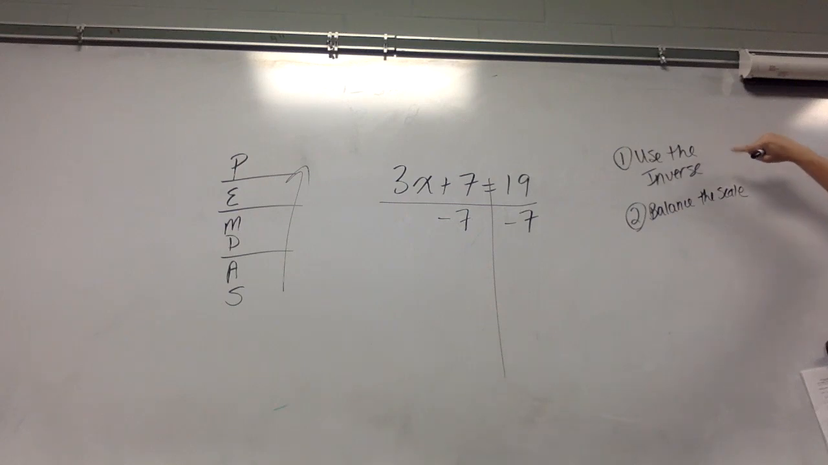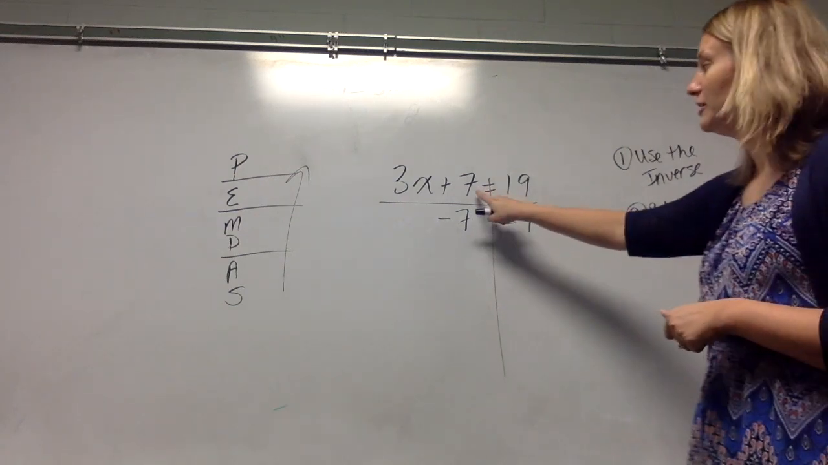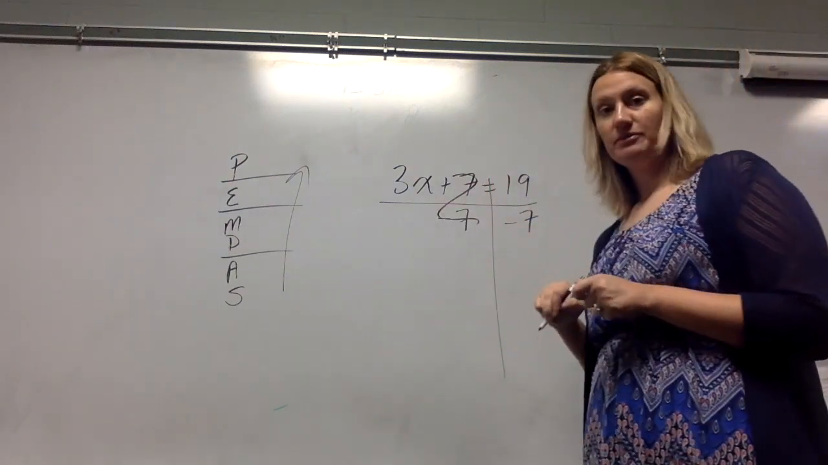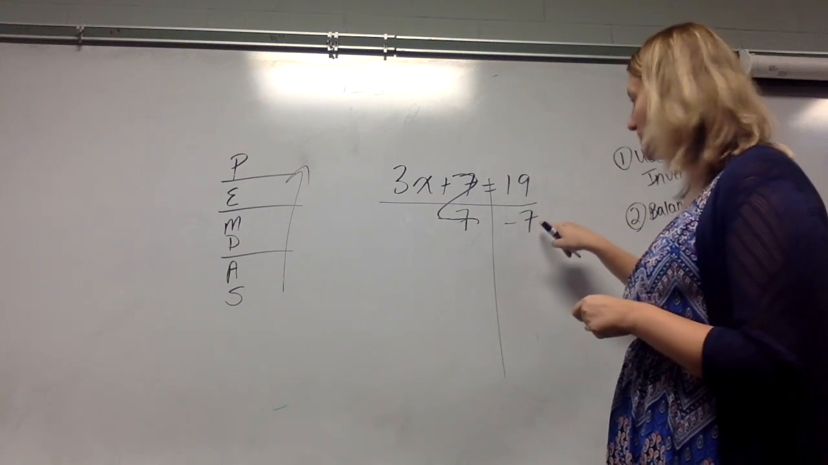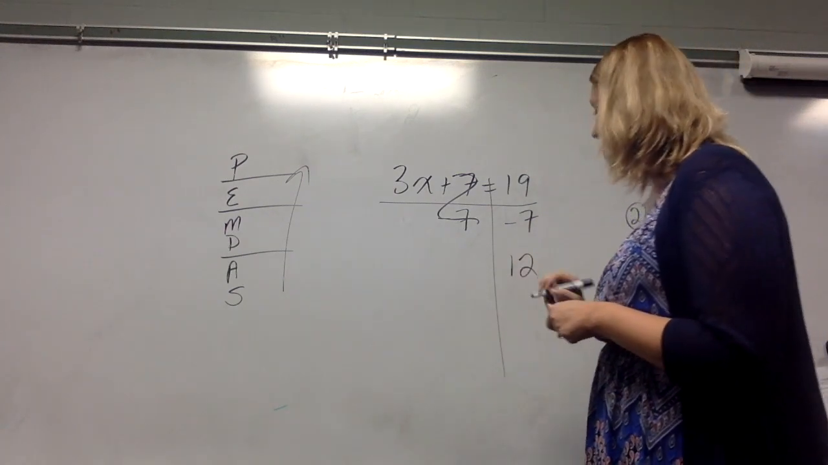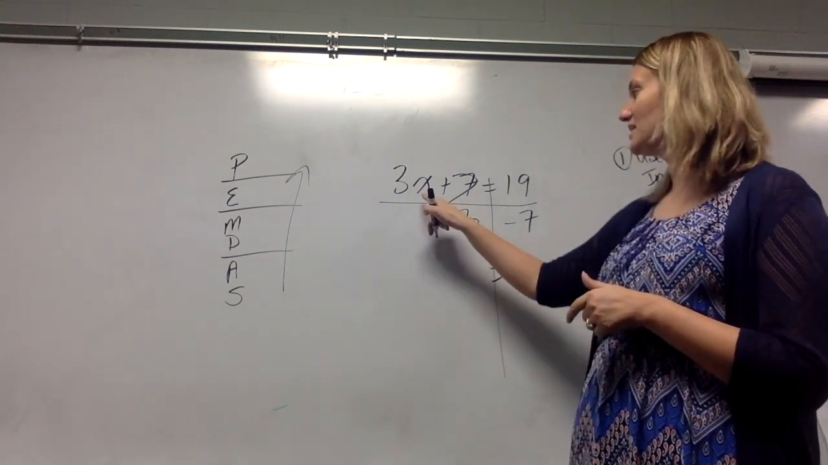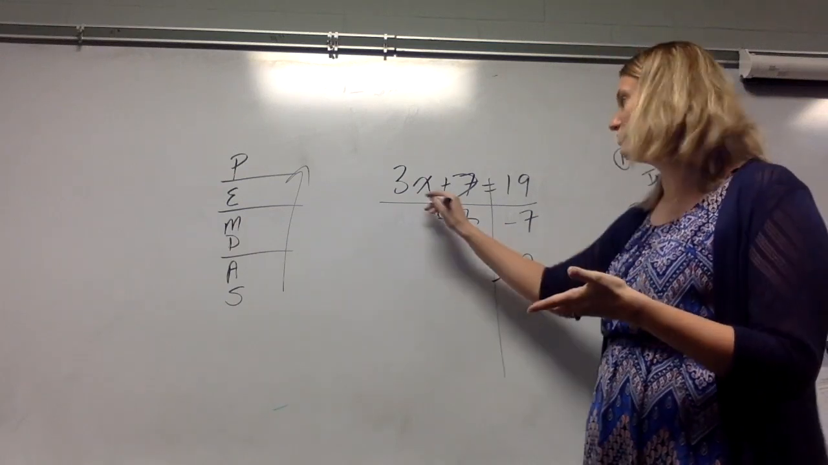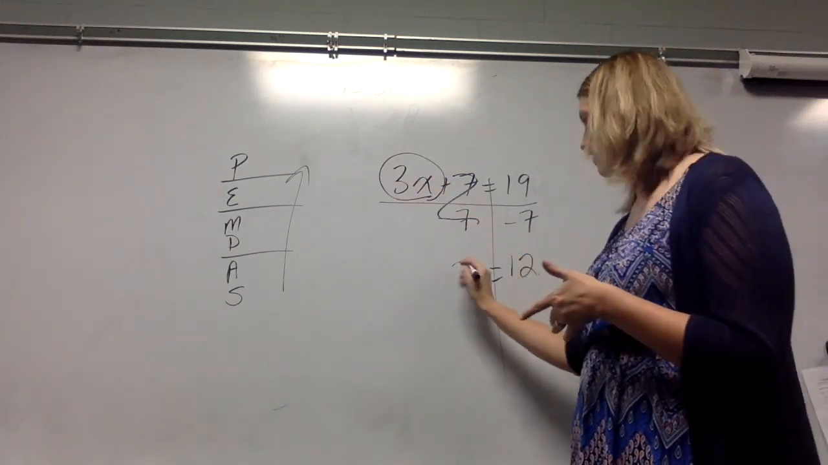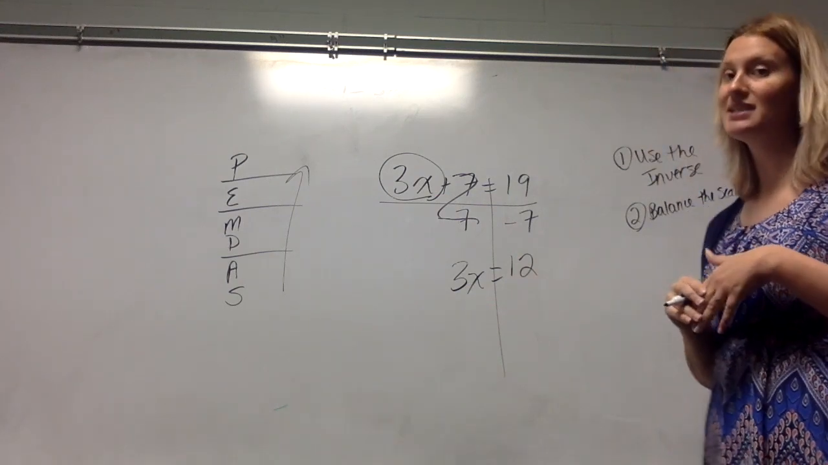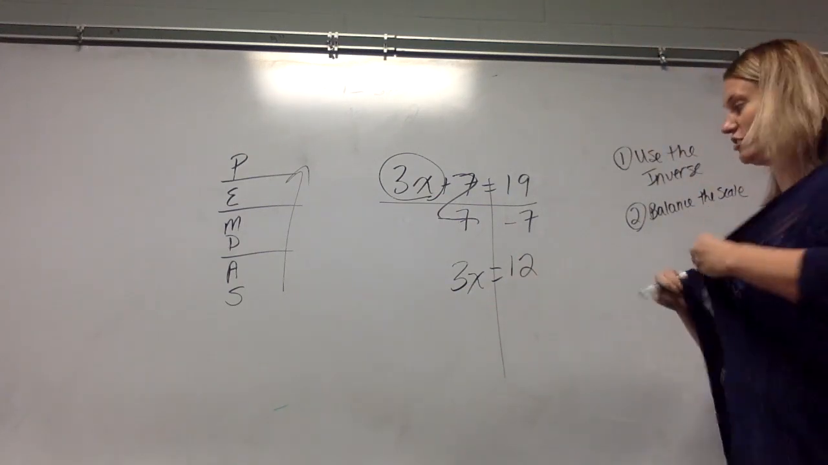So again, the rules are I need to make sure to use the inverse and balance my scale. My inverse operation is the subtraction. Now that will zero out. This side, 19 minus 7 is equal to 12. Okay? Now on this side, I can't just drop the x. I am not at the point where I have just the variable. What I have left is 3x. So I need to drop that entire term of 3x. I'm not done like I would have been in the one-step addition.